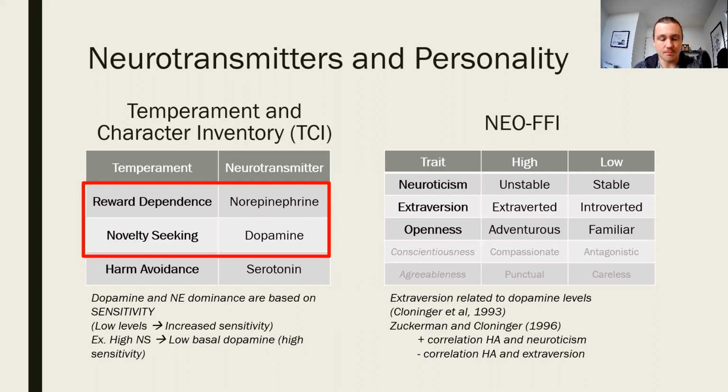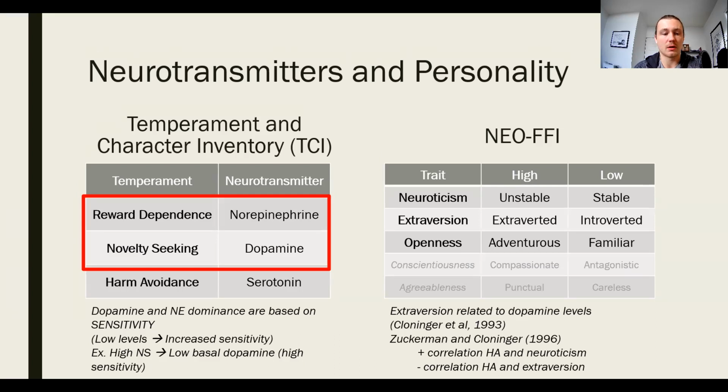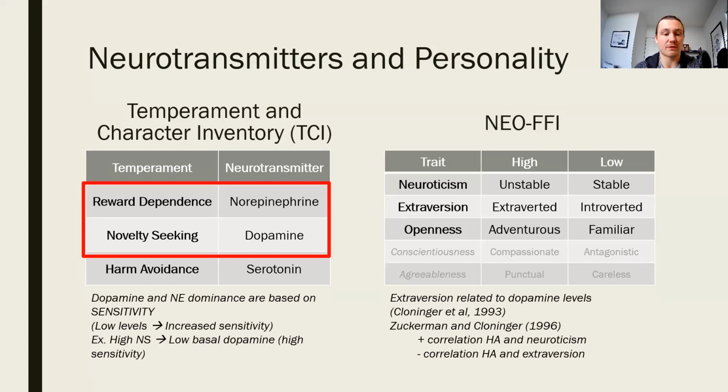One specific thing I want to mention about both of these temperament and neurotransmitter associations is that a high level of reward dependence is actually associated with low norepinephrine levels or low adrenergic activity. However, this is an indication of high sensitivity to this neurotransmitter. And the same thing applies to dopamine and novelty seeking. So high novelty seeking is associated with low dopaminergic activity and high sensitivity. The reason being is that with these low levels at baseline and the sensitivity to these neurotransmitters, as soon as there's a small increase in either of these systems' activity, it is this increase that elicits the behaviors seen by high reward dependence or high novelty seeking.